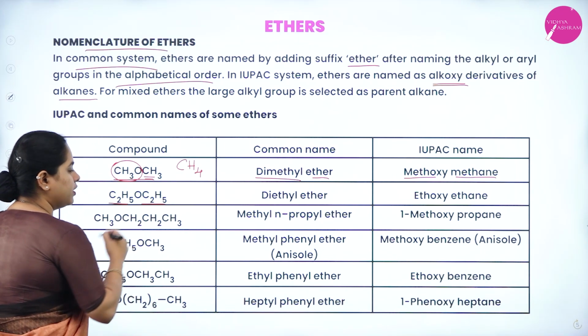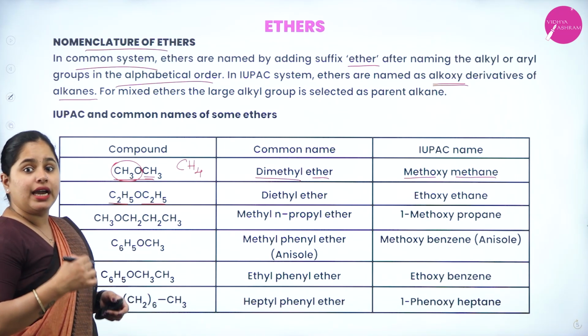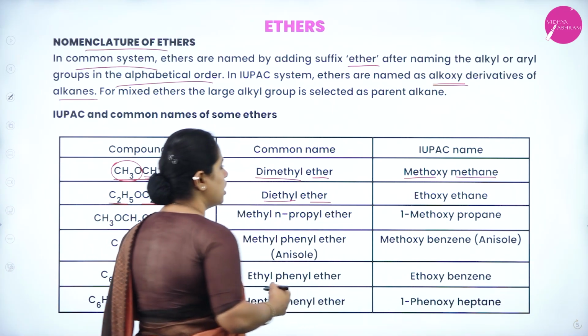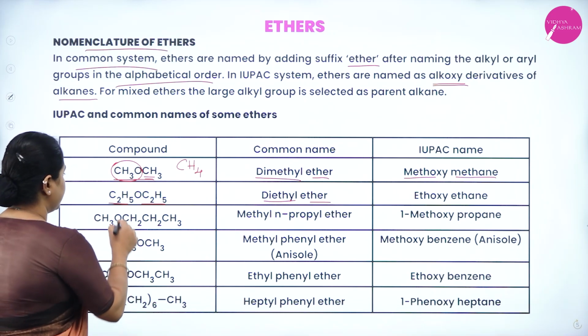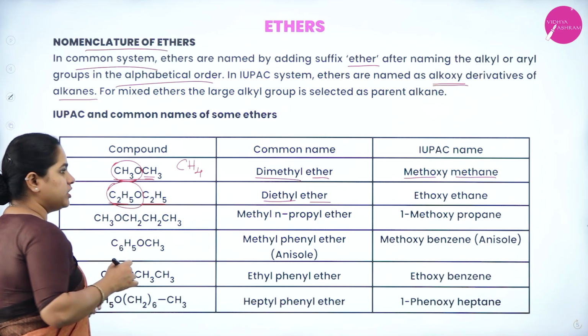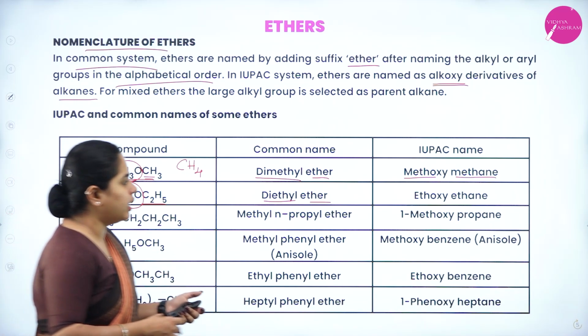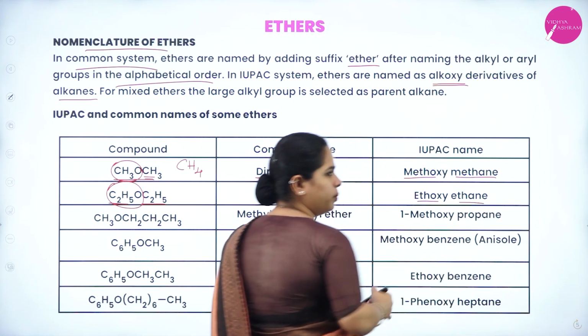On either side you have an ethyl group. So this is diethyl ether. The common name is diethyl ether, of course. Now what will be the IUPAC name? Again, this is the alkoxy group, which is ethoxy, and this is your hydrocarbon, which is ethane. So it is ethoxyethane. I hope it is clear.